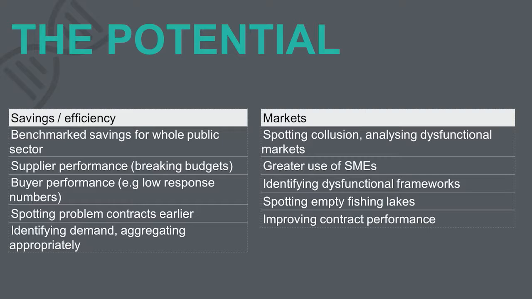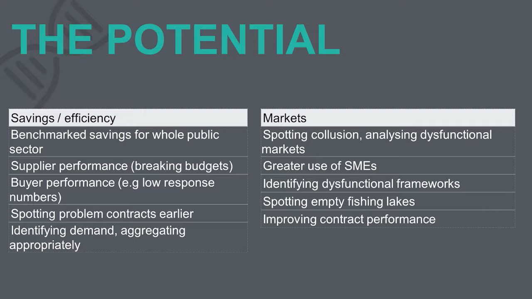So some of the examples and the potentials, once you have this data, is to really think about what are the benchmark savings? How do you look at supplier performance, buyer performance, spotting problems in contracts earlier, identifying the demand and aggregating properly. And then especially on markets, really looking at spotting collusion. There's some really good examples coming out of some of the countries that we're working in where this has been very powerful.